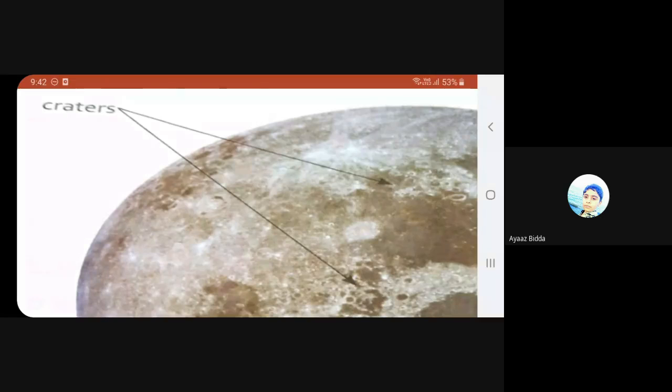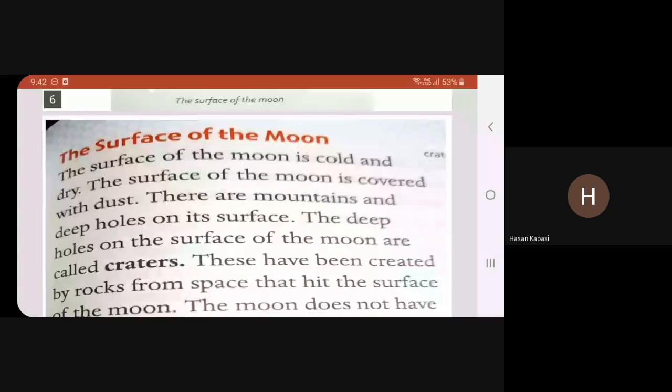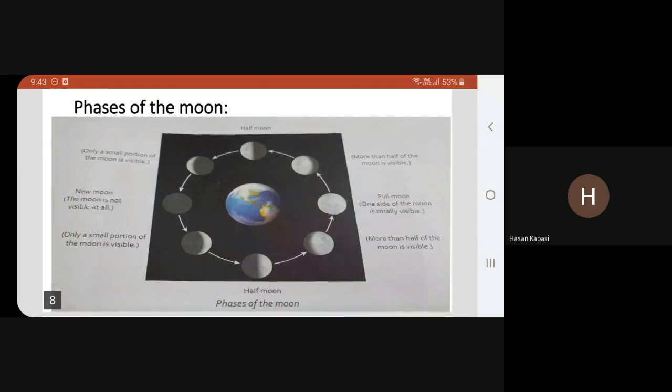Now you understand, beta? Yes, ma'am. Okay. So now the next point is phases of the moon. Does the moon appear the same every day? No, ma'am. Okay, so can you see the changes in the shape of the moon? Yes, ma'am. Every day it looks different. So this thing is known as phases of the moon.